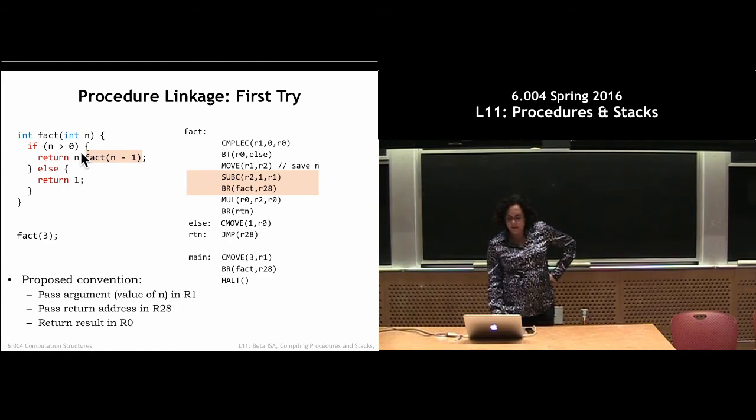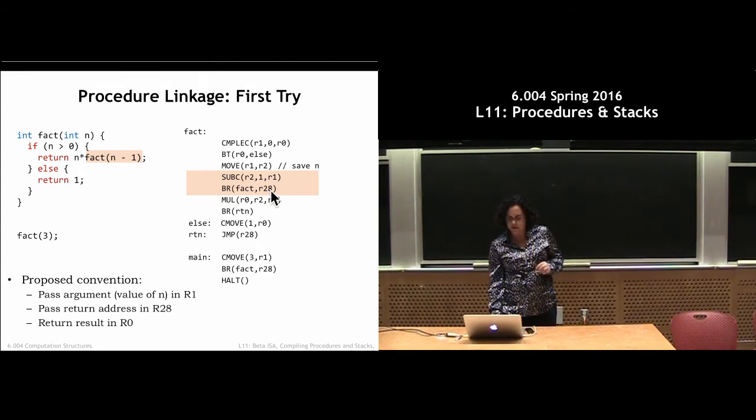And what happens here within the if is that we have this recursive call to factorial, which is calling it with the argument n minus 1. So what do we have to do here? Once again, we need to put our argument into R1. So what you see we did here is we saved the value of n because we're going to need it when we come back in order to do this multiplication by n. But then we went ahead and calculated n minus 1, put that into R1, and once again we called branch factorial, comma R28 in order to save the return address.